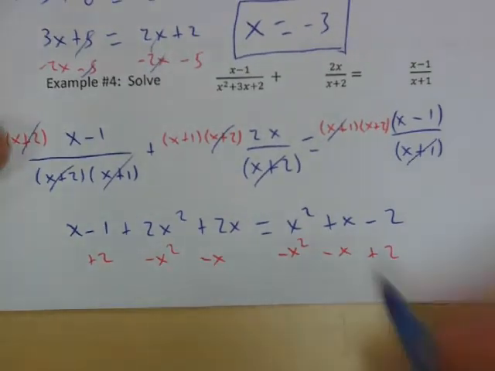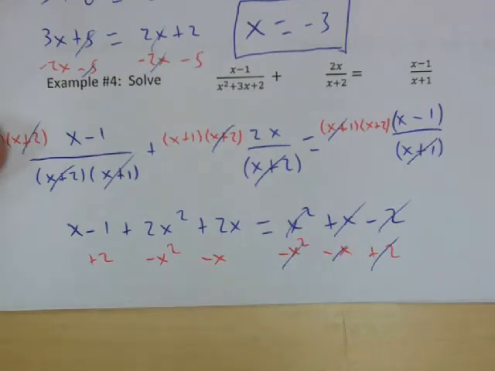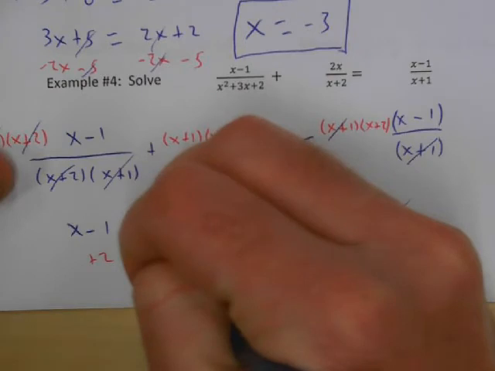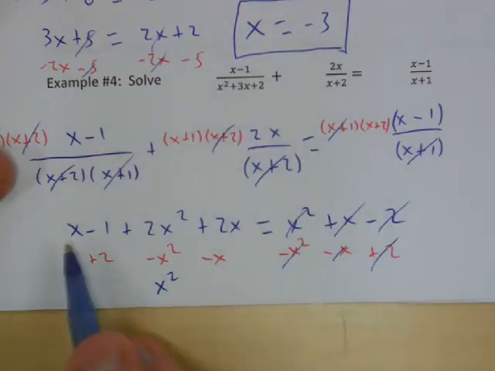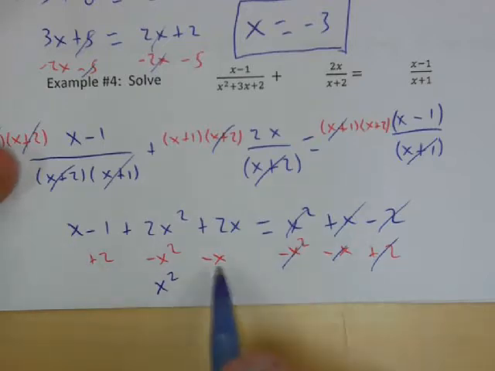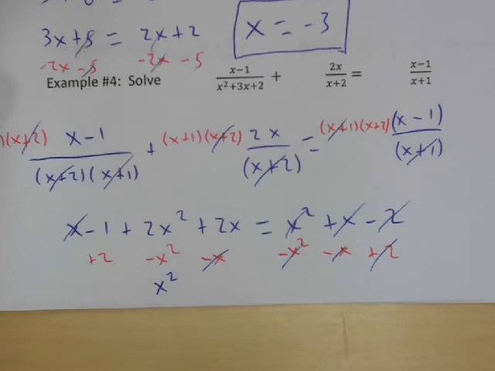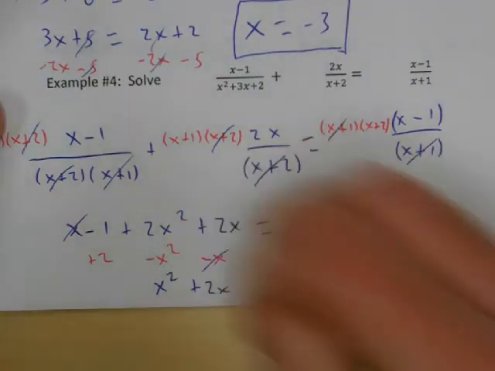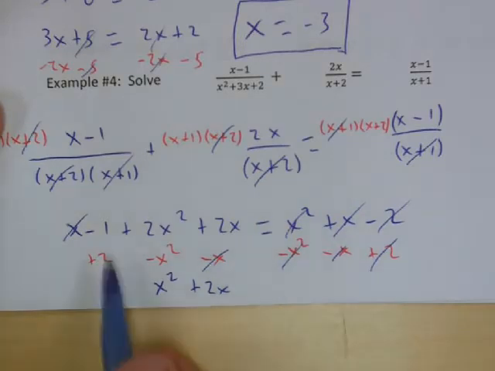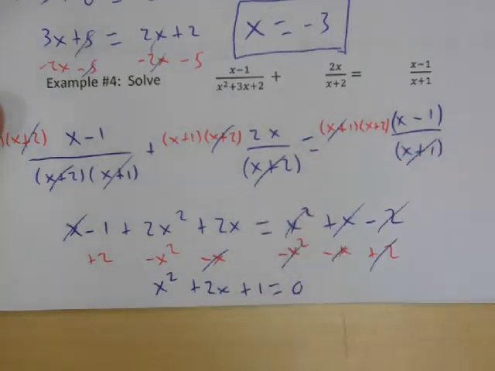First of all, this stuff is gone. Don't need to worry about that. My x squared terms are right here: 2x squared minus 1x squared leaves me with 1x squared. And then I've got 2x minus x, but I've got another x over here. So let's just do x here minus x. Those pretty much cancel each other out, so let's get rid of those. I'm left with just the plus 2x. And then the numbers: -1 plus 2 gives me plus 1 equals 0.